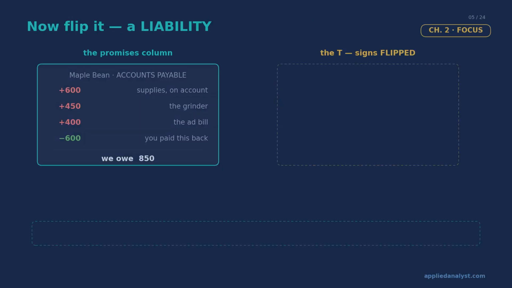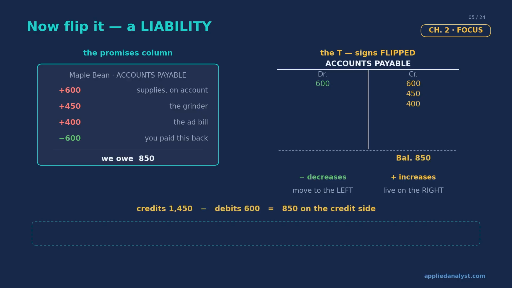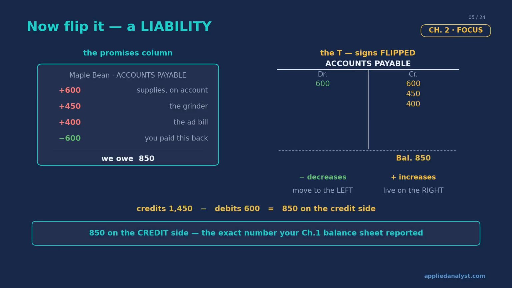Now flip it. Accounts payable, the shop's promises, straight from your month. You owed $600 for supplies, $450 for the grinder, $400 for the ad bill, and you paid $600 back. This page is a liability, so the signs flip sides. The increases live on the right. The one decrease moves left. Credits $1,450, debits $600, balance $850, credit side this time, because credits won. And that number should look familiar. It's the accounts payable your Chapter 1 balance sheet reported.